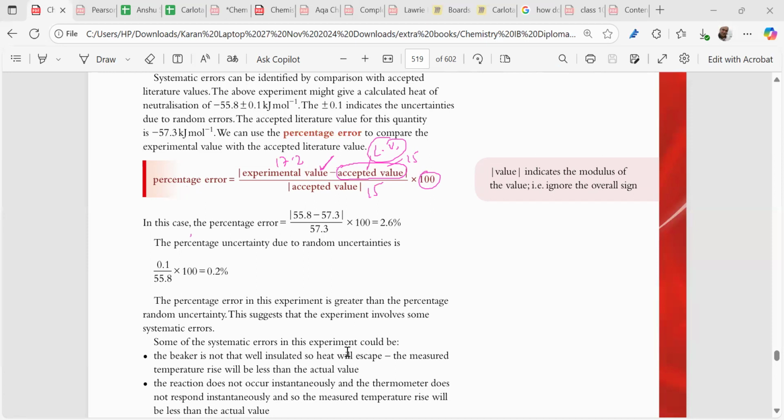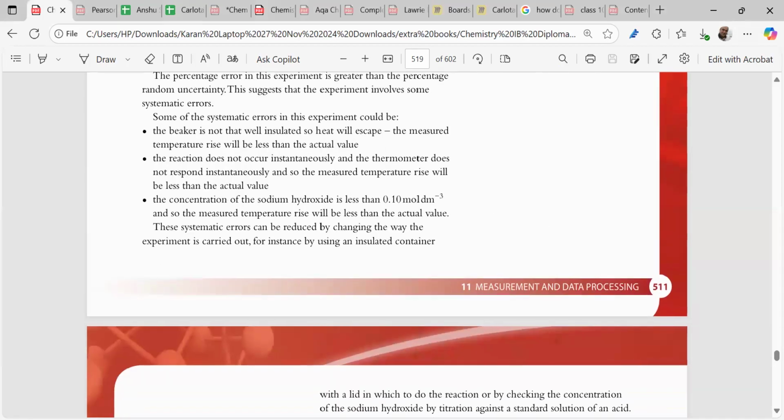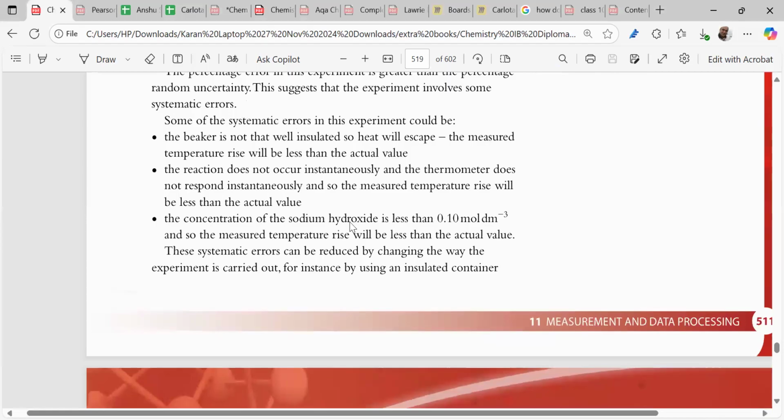As I've told you, systematic error is due to faulty apparatus or a wrong experimental setup. Let's see what the causes of systematic error are. Examples: as I've told you, the beaker is not insulated well. It should be insulated by glass wool. Also the reaction does not occur instantaneously, or the thermometer does not respond instantaneously. We are not taking a very precise thermometer. Did you get my point?